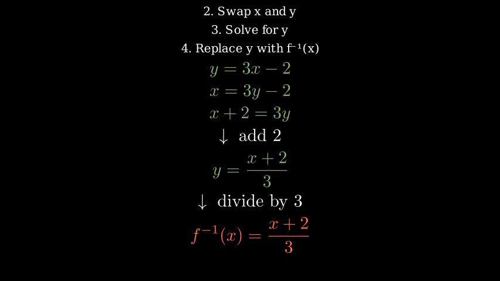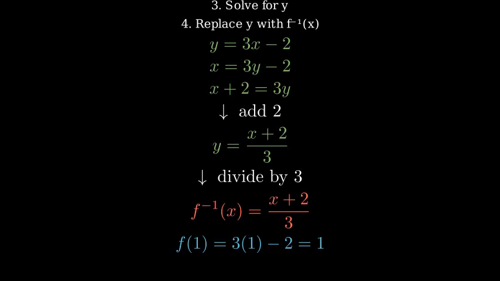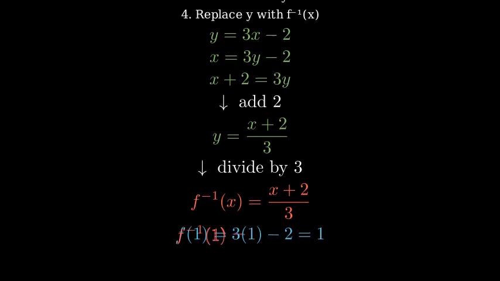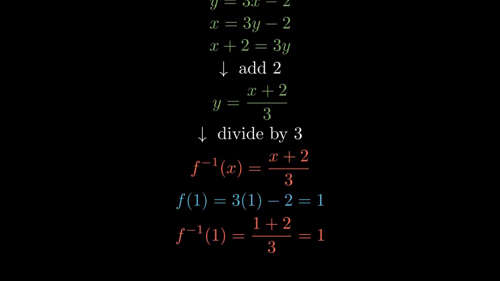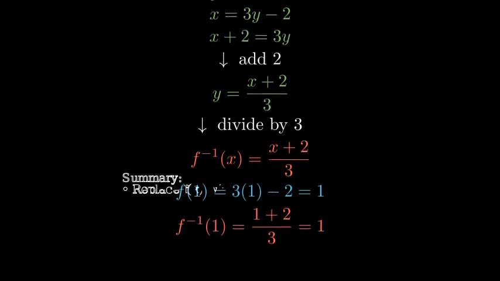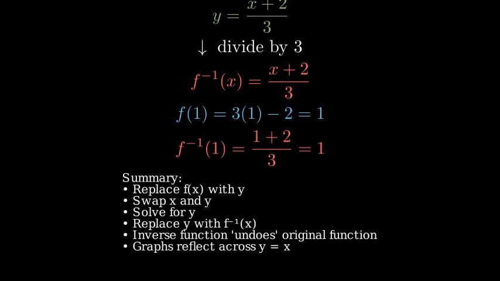Let's verify our inverse function works by testing some values. If we input x = 1 into our original function, we get f(1) = 1. If we then input this result 1 into our inverse function, we should get back our original input of 1. Let's check. f inverse of 1 = (1 + 2)/3, which equals 1. It works.